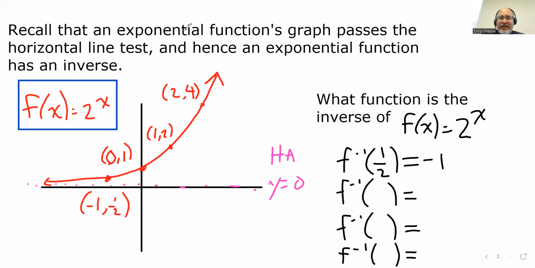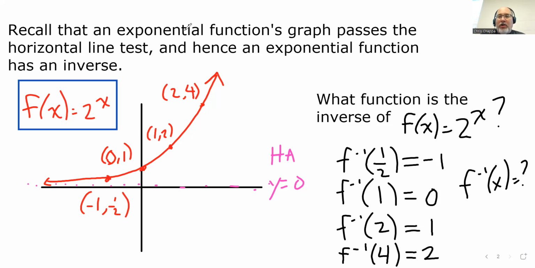My inverse should take the 1 and give me back the 0 because my function took 0 and gave me 1. My inverse function should take in 2 and give me back 1 because my original function took in 1 and gave me back 2. And finally, my inverse function should take a 4 and give me back a 2 because my original function took a 2 and gave me back a 4. So the question is, what is this inverse function? What is f inverse of x?